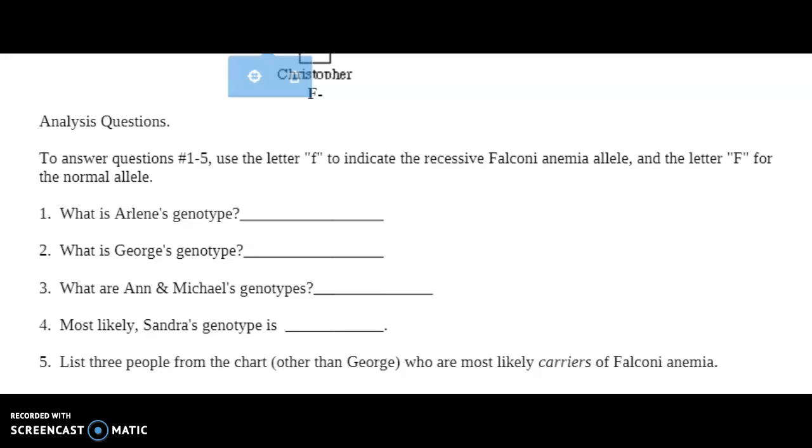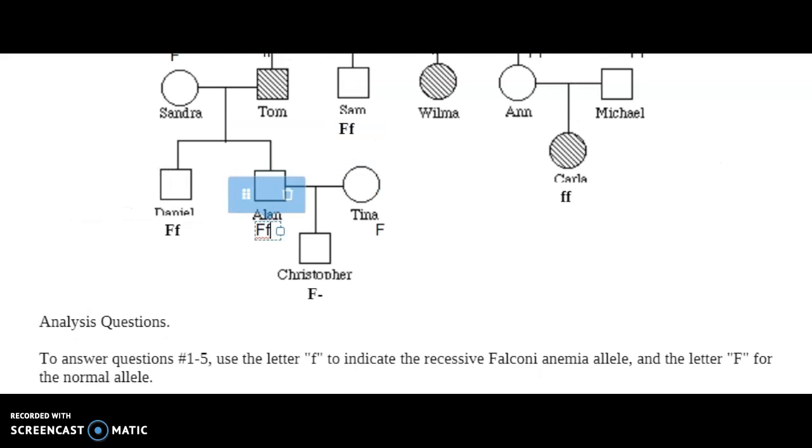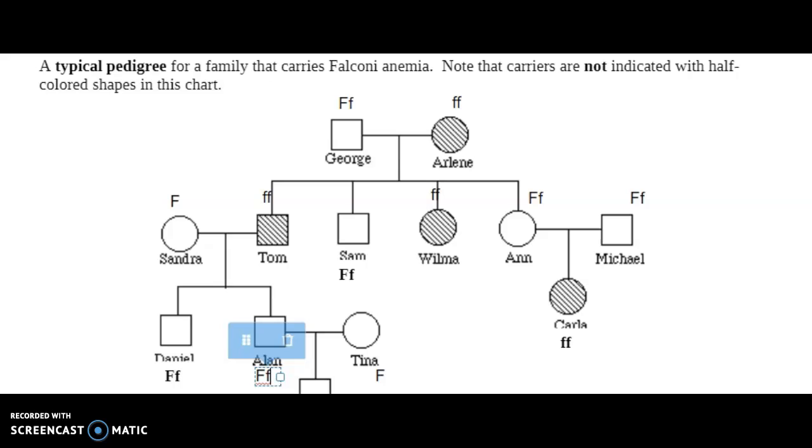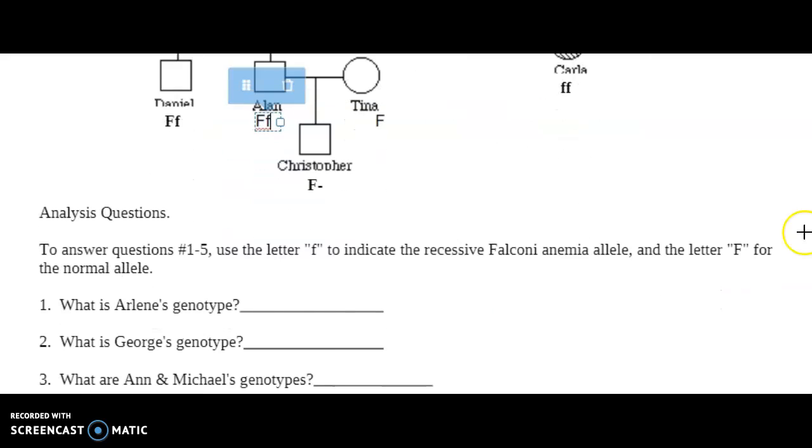Number one says, what is Arlene's genotype? So Arlene is mom up here, so she is little f, little f. And George's dad is big F, little f. Arlene is little f, little f. George's dad, he was big F, little f.